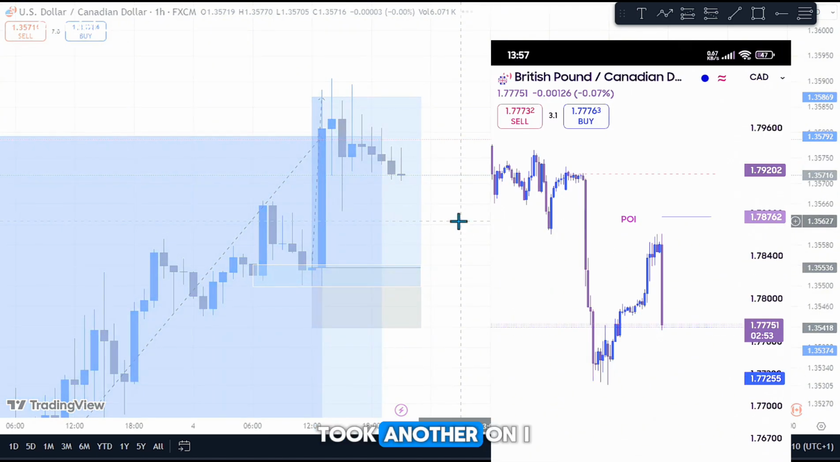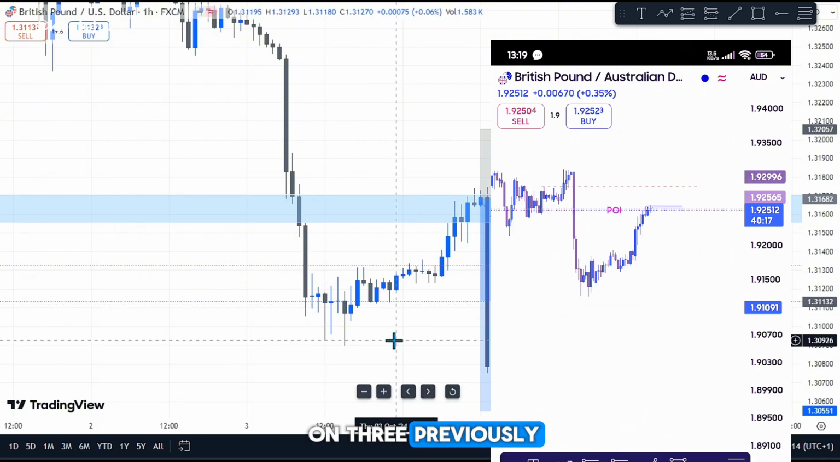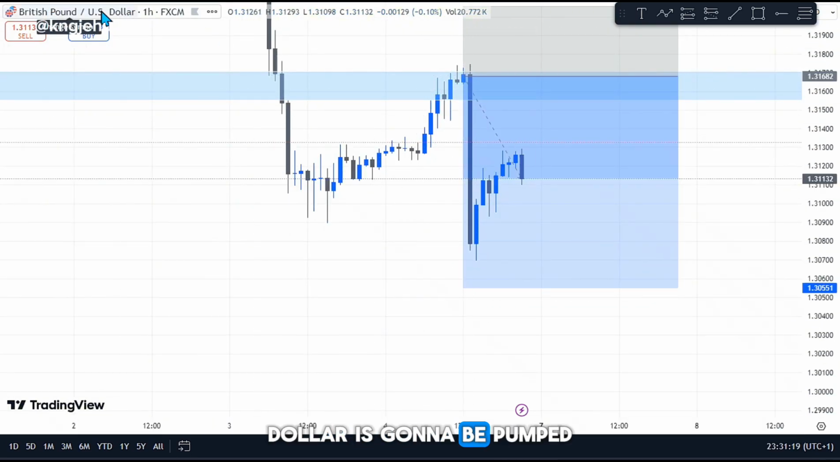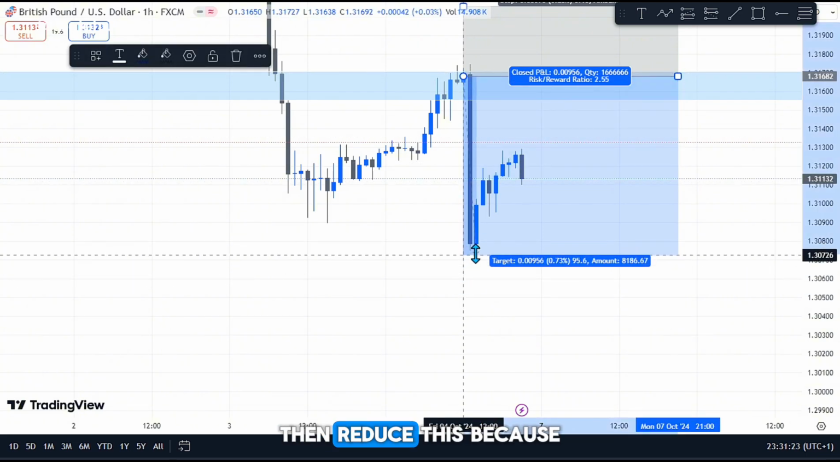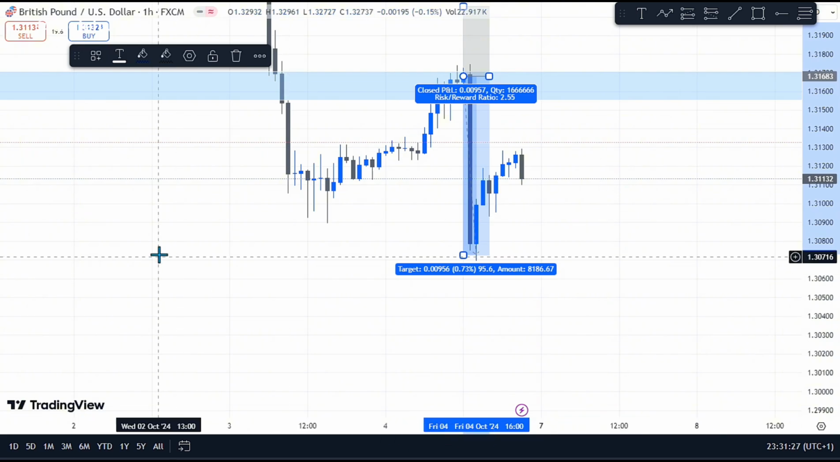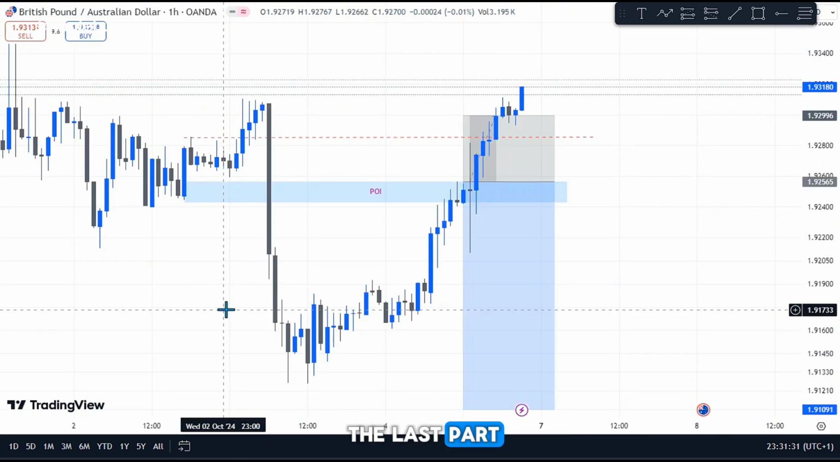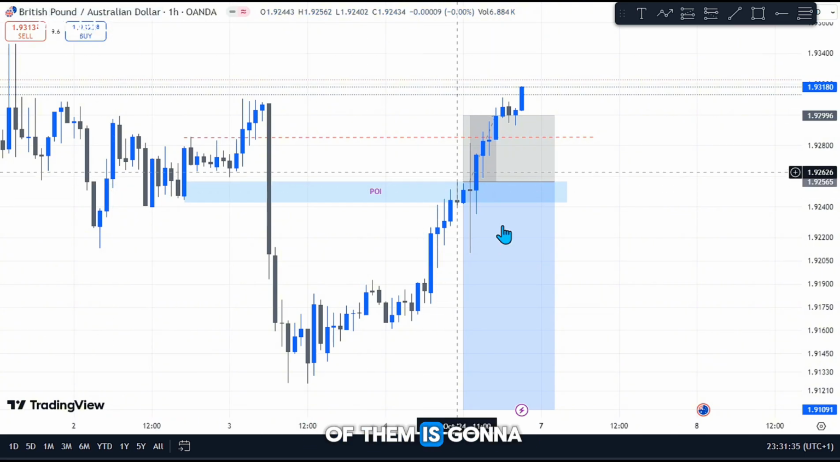I think I also took another one, I took them on different pairs actually. This one we took on GBP, and price sold from here to here because the dollar was going to be pumped, so the dollar became strong from this point to this point. Then some of my NFP trades actually went into the loss. For, like you can see, this one I didn't know which of them was going to be pumped.